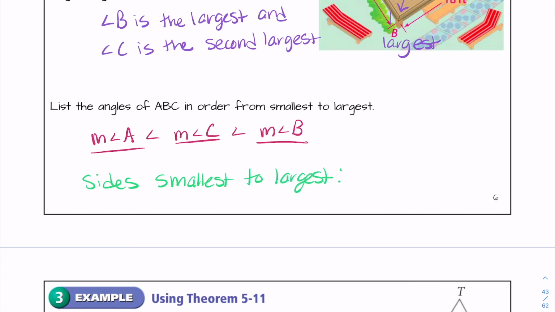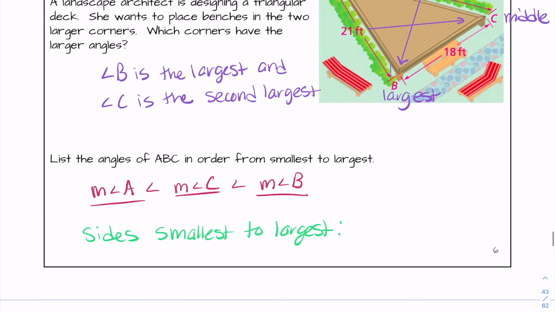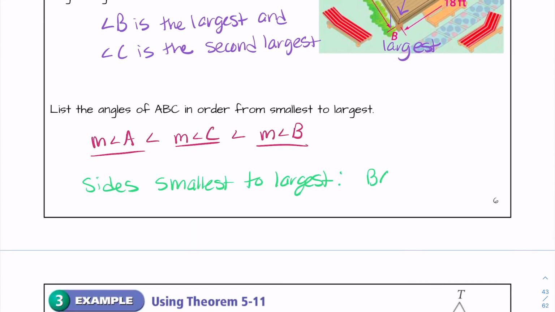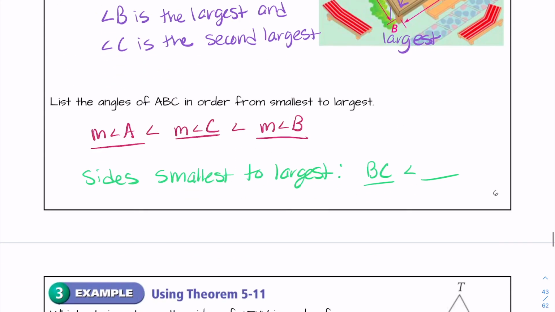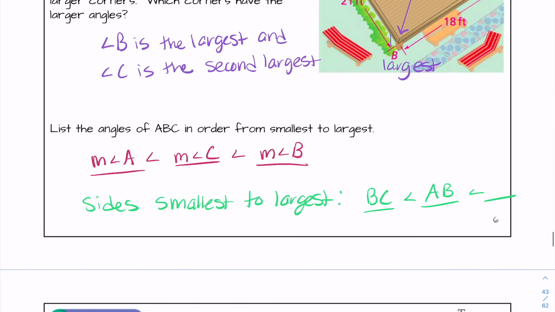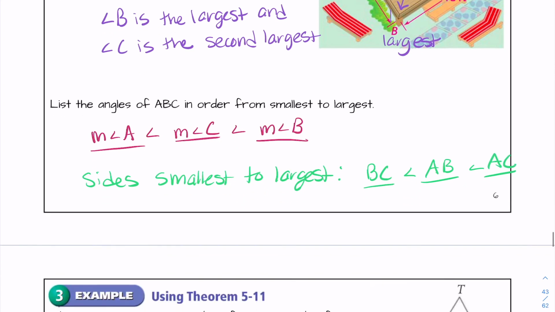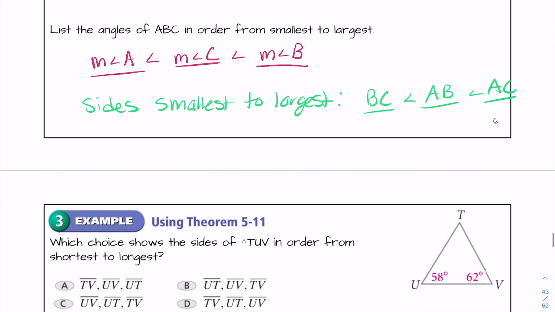Just for the heck of it. Well, it's going to be side BC, which is lesser than side AB, which is lesser than side AC. Yep, AC. All right.